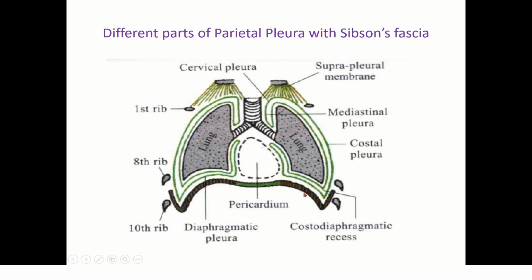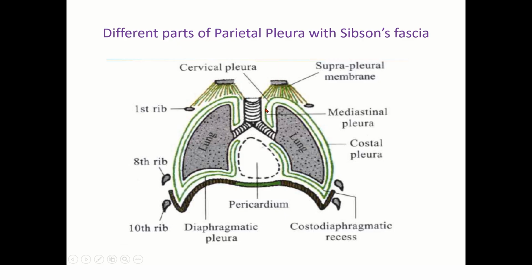divided into four. Namely, you can observe this is the cervical pleura in the neck. This is the costal pleura which lines the sternum, ribs, intercostal spaces and sides of the vertebra. And here you can see the diaphragmatic pleura which lines the thoracic surface of the diaphragm. And here you can see the mediastinal pleura which lines the mediastinum.